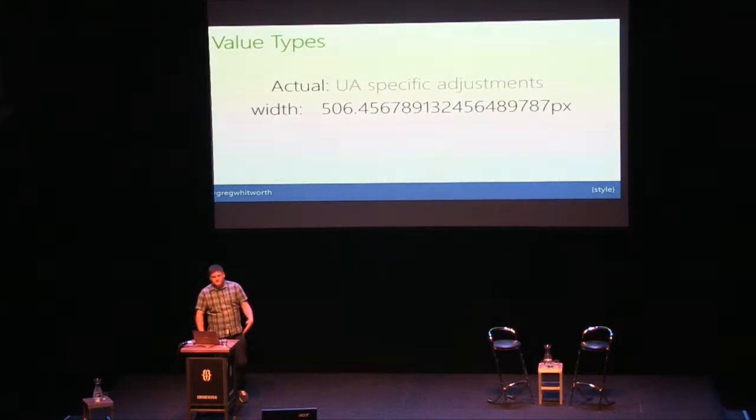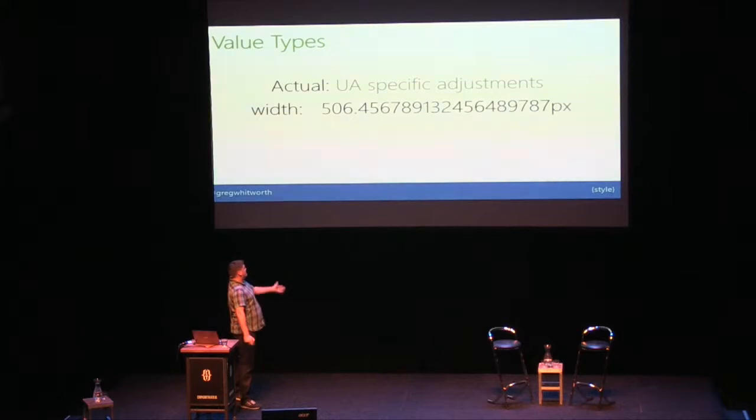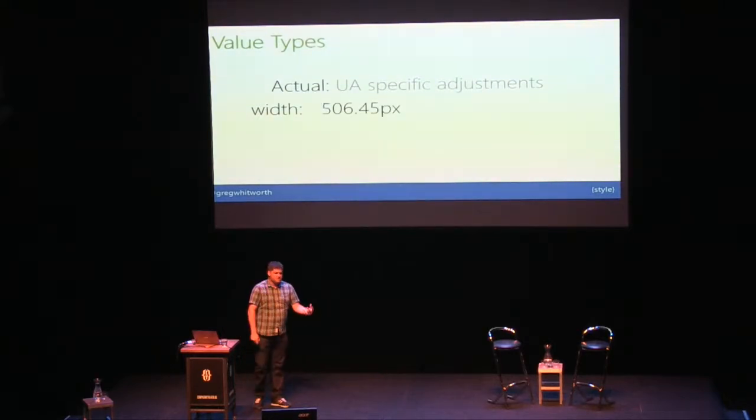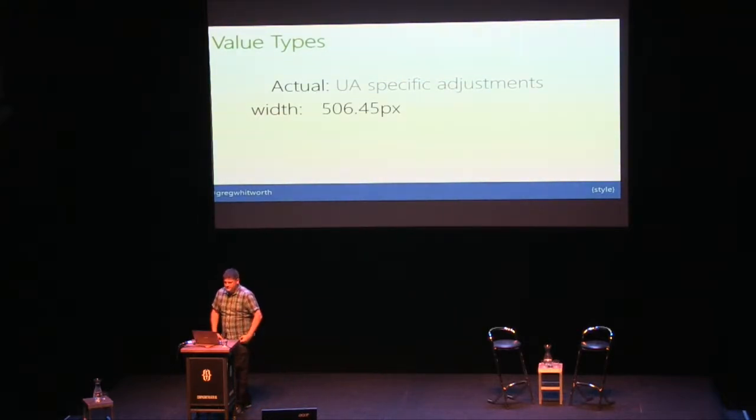And then there's actual, and this is UA specific. We'll go back to that one previously. We changed the precision to just keeping 2 decimal points, for example. So this is not necessarily completely interoperable, especially if we start getting into subpixel discussions, but let's not go there.